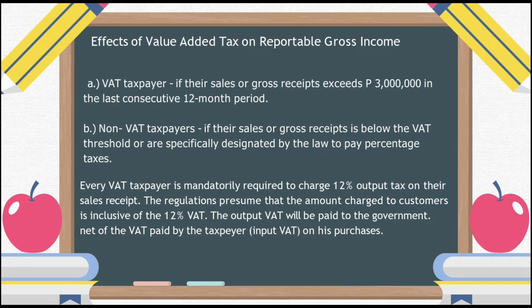Every VAT taxpayer is mandatorily required to charge 12% output tax on their sales or receipts. The regulation presumes that the amount charged to customers is inclusive of the 12% VAT. The output VAT will be paid to the government net of the VAT paid by the taxpayer, or input VAT, on his purchases. As such, the amount of reportable gross income shall not include the output VAT.